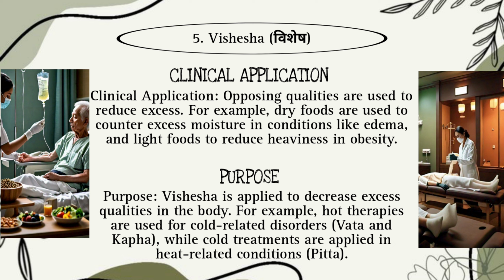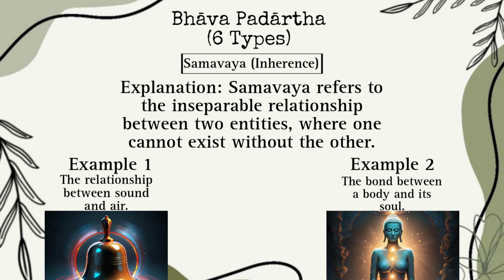For example, hot therapies are used for cold related disorders, that is vata and kapha, while cold treatments are applied in heat related conditions. Samavaya. Explanation: Samavaya refers to the inseparable relationship between two entities where one cannot exist without the other. Example: the relationship between sound and air. Example 2: the bond between a body and its soul.